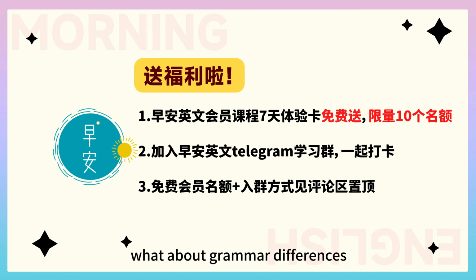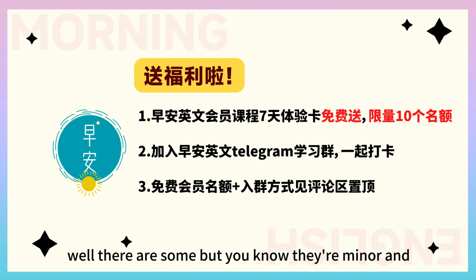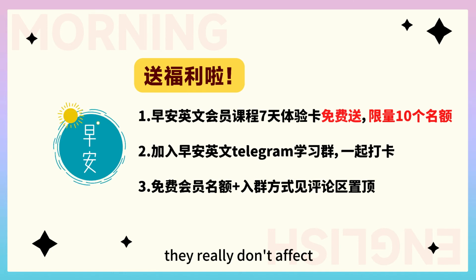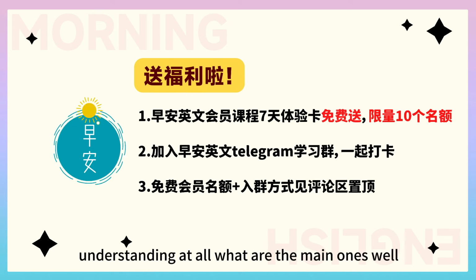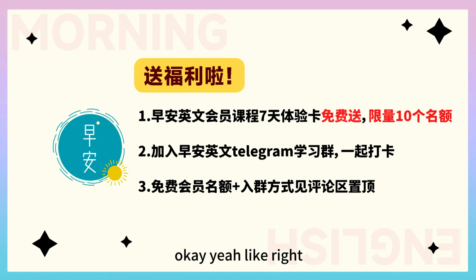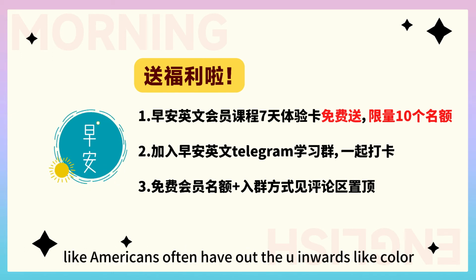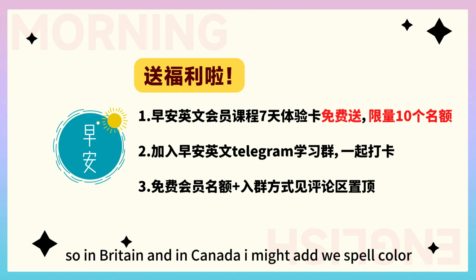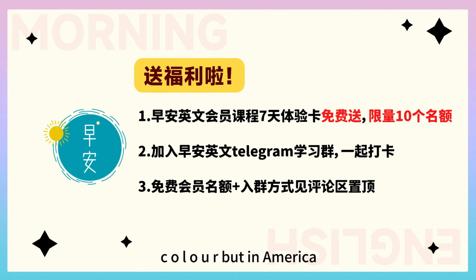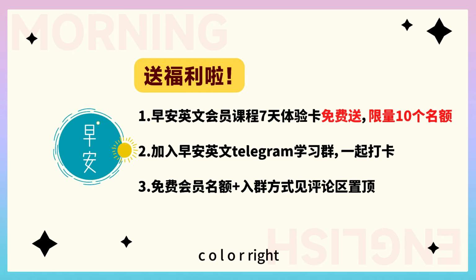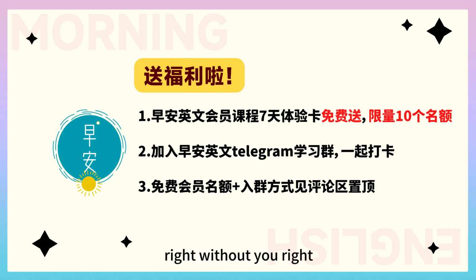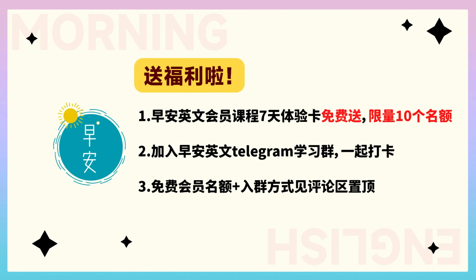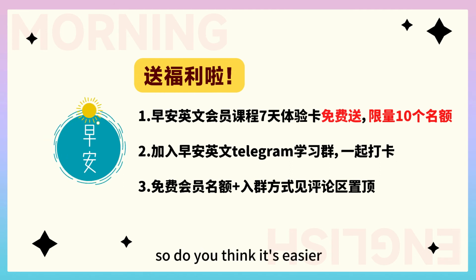What about grammar differences? Well, there are some, but they're minor and they really don't affect understanding at all. What are the main ones? Mostly spelling. Like Americans often leave out the U in words like color, favorite, labor, etc. So in Britain and in Canada, I might add, we spell color C-O-L-O-U-R. But in America, C-O-L-O-R, without the U. They don't like you. That's a joke.